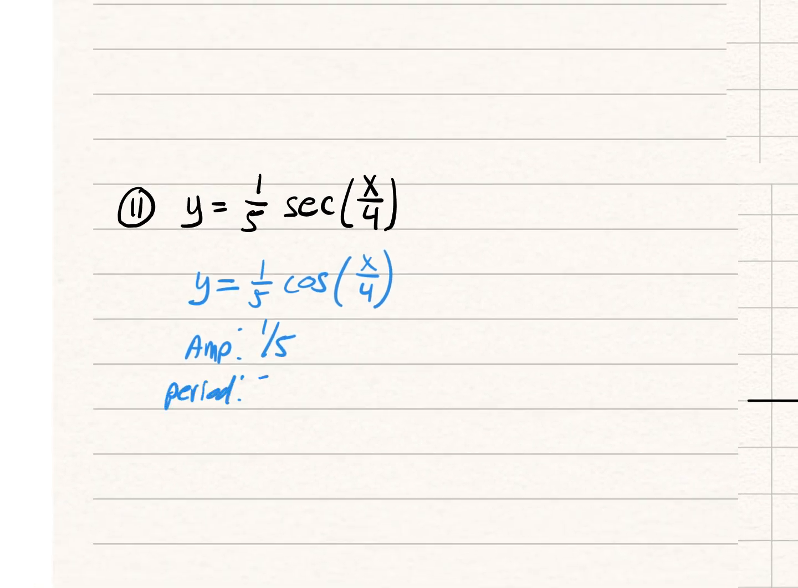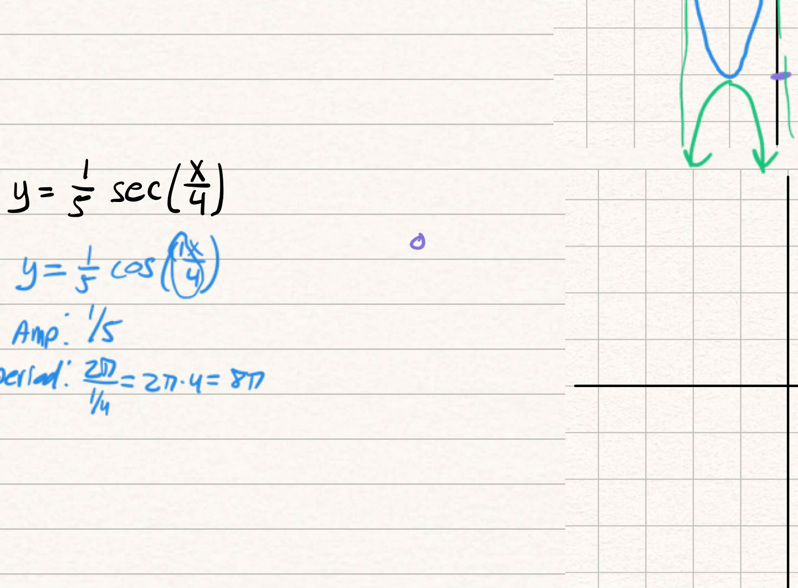And a period of 2 pi over, this x over 4, we can treat it as a 1/4, and then that is going to go on the bottom. And then we can keep, change, flip. It's going to be 2 pi times 4, which is going to be 8 pi. All right. And then with this 8 pi, we can find our 5 points. It's going to be at 0, 1/4, 1/2, and 3/4, and then 8 pi. All right. So then at these intervals, we're going to multiply by 8 pi.